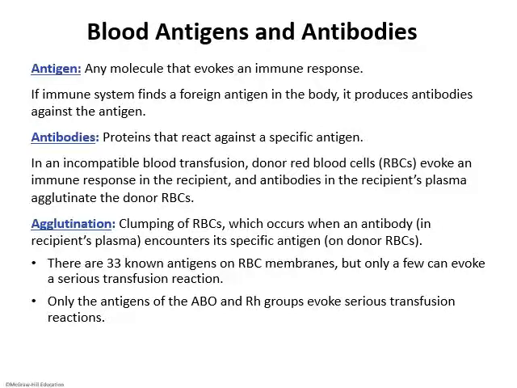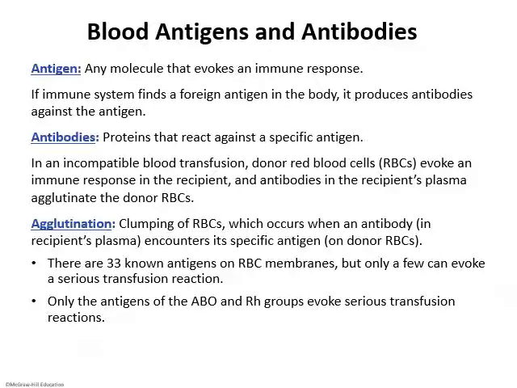Okay, so an antigen is any molecule that can create an immune response. So all of our red blood cells have antigens on them. Well, most of them do. We'll see in a few minutes. And that can actually cause an immune response if it's given to somebody with a different blood type.